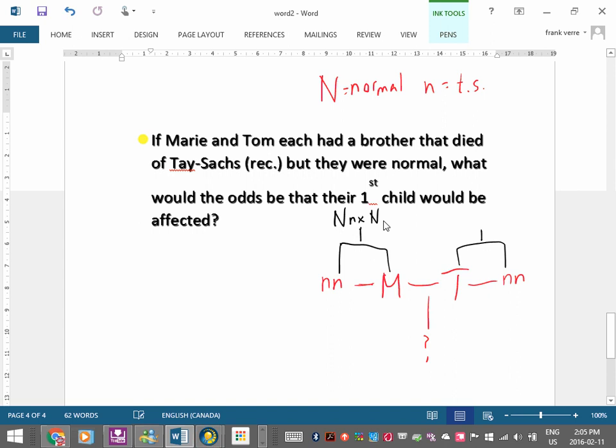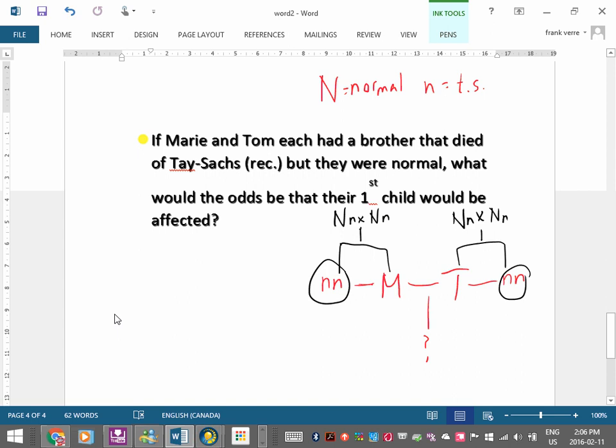You don't have a choice there, because let's think about the logic, okay? Marie and Tom's parents survived long enough to have Marie and Tom. So that must mean they don't have Tay-Sachs. But they had children, one child, that had Tay-Sachs. The only way that's possible is if Marie and Tom's parents were carriers. It's the only way.